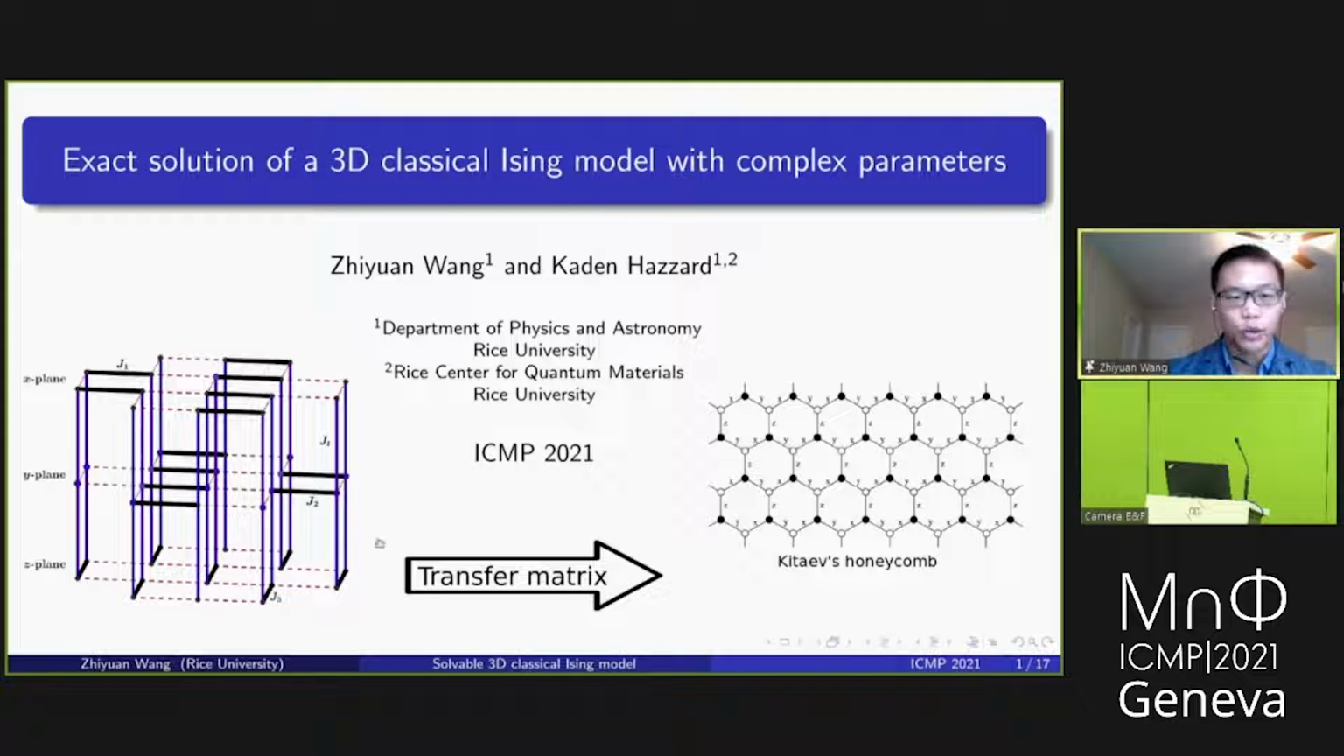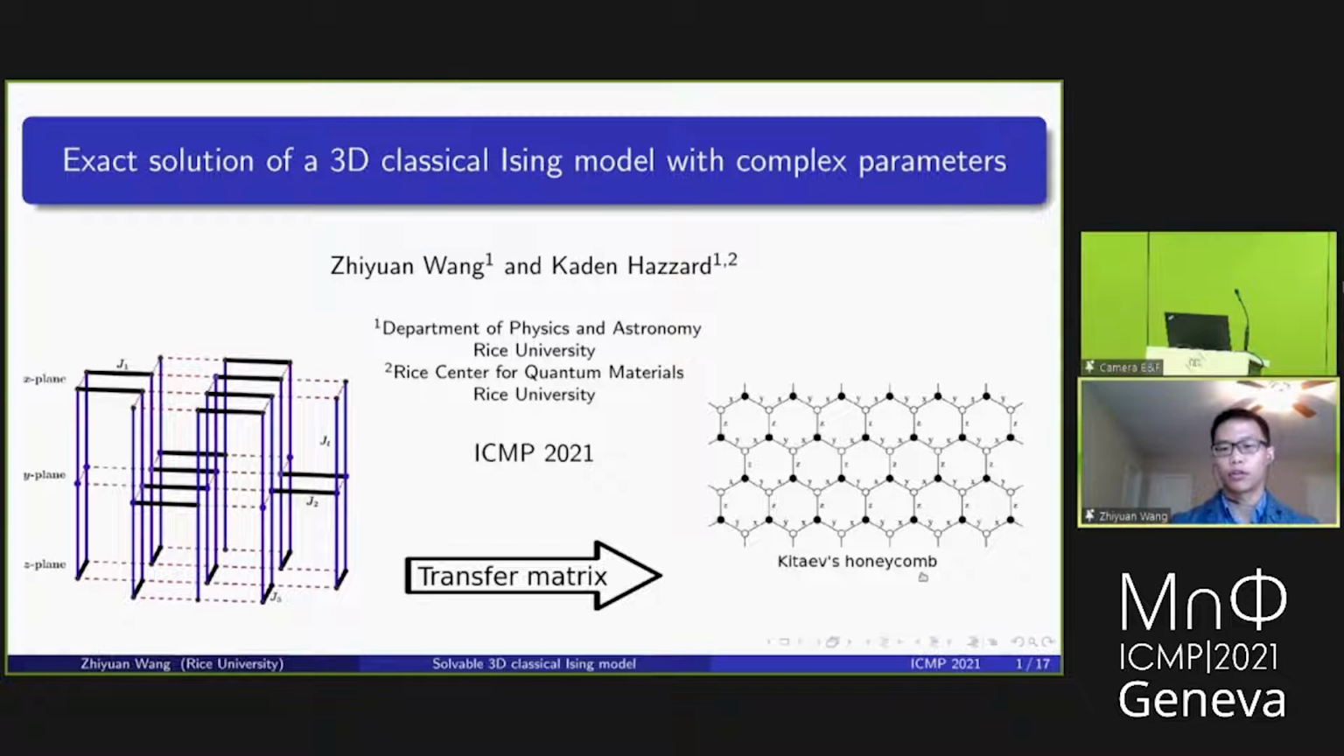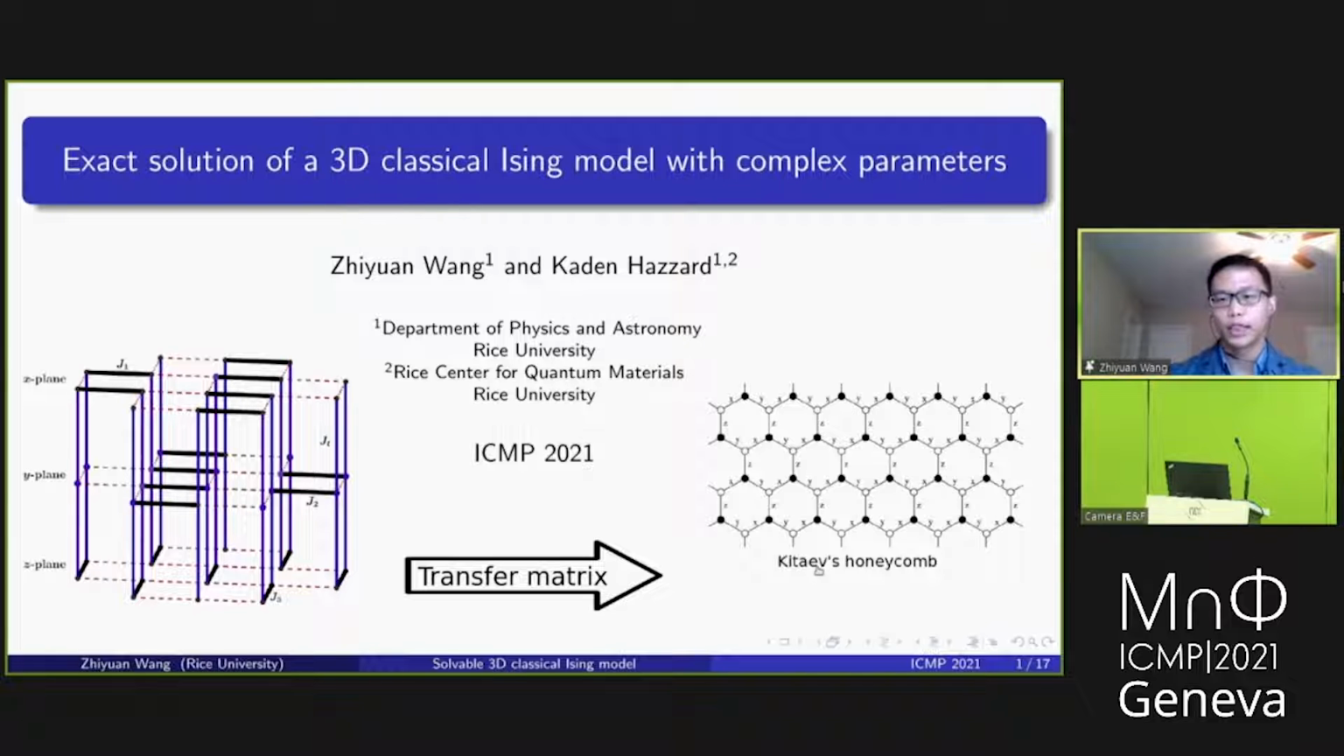defined on a special 3D lattice structure, which becomes exactly solvable when some of its coupling constants equal certain complex values. And the exact solution is enabled by the transfer matrix method and the Jordan-Wigner transformation used to solve Kitaev's honeycomb model. To the best of my knowledge, this is the first exact solution of a three-dimensional classical statistical model that has a non-trivial phase transition, despite having some complex parameters.